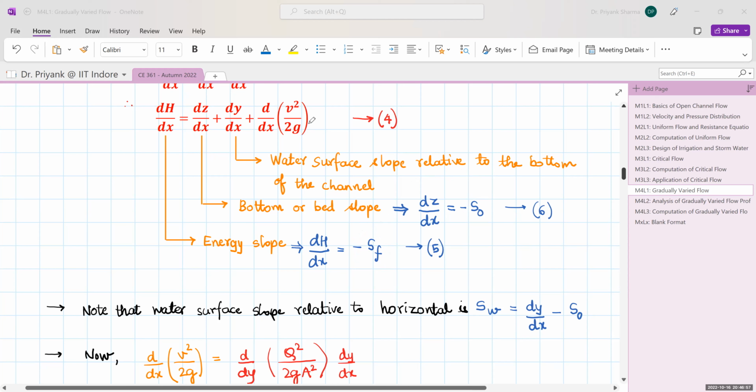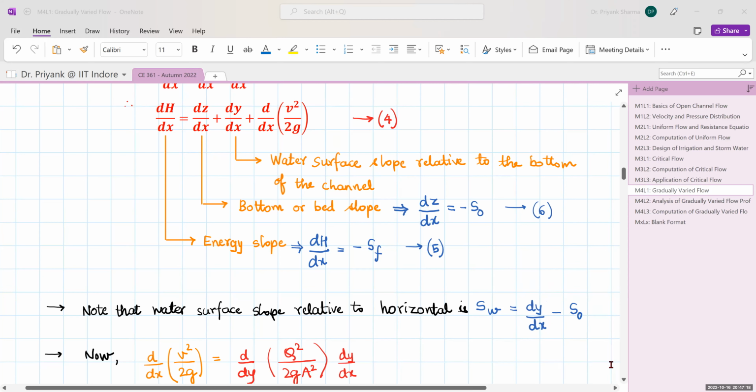Now, dy by dx is the water surface slope relative to the bottom of the channel. If you want the water surface slope with respect to the horizontal, it will be dy by dx minus S naught. Then you are discussing it with respect to the horizontal.